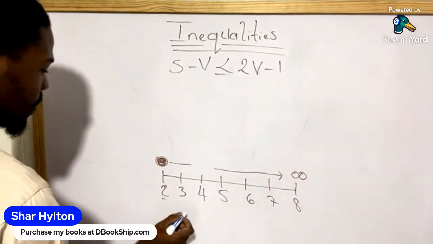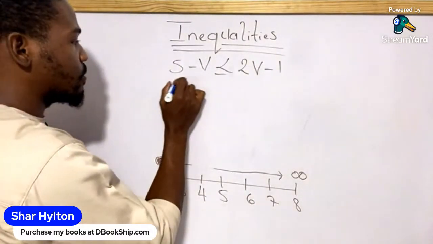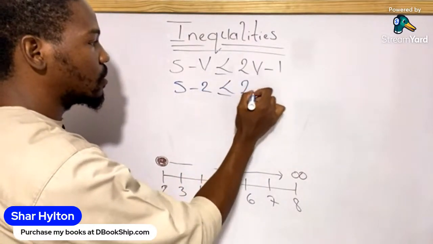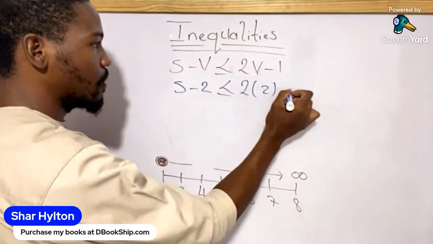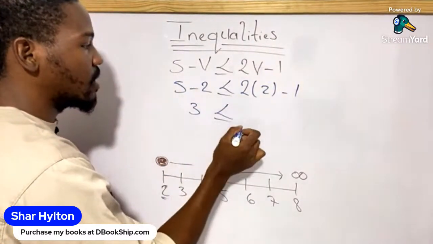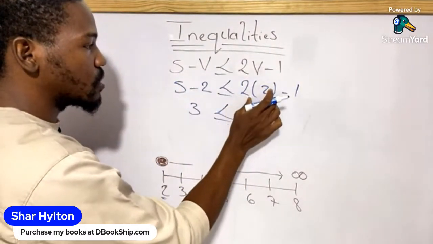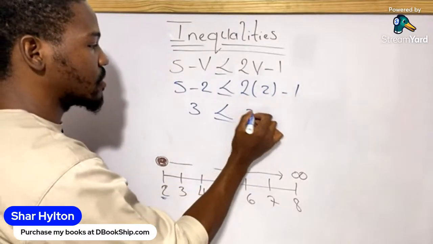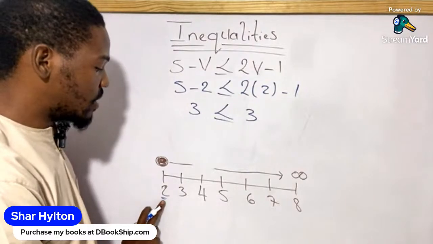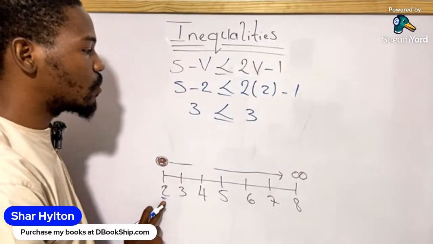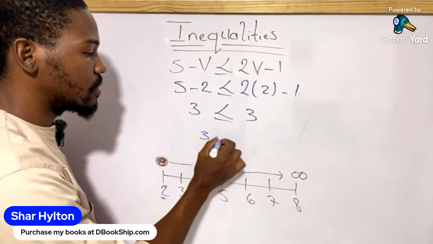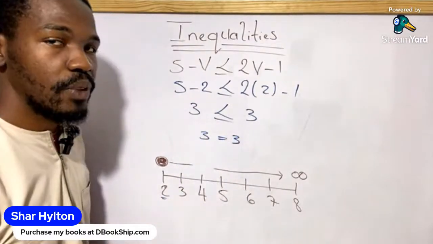So we're going to start with this one right here. So 5 minus 2 is less than or equal to 2 in bracket 2 minus 1. So this would be 3 is less than or equal to 2 2s is 4, and 4 minus 1 gives us 3. So at this point, our solution works out to be that 3 is actually equal to 3, right?